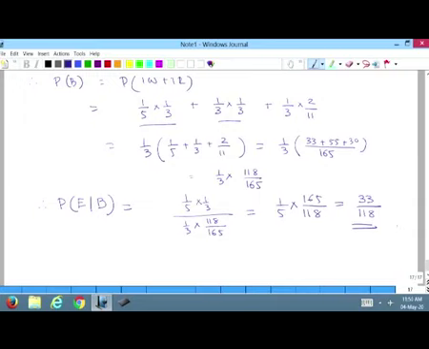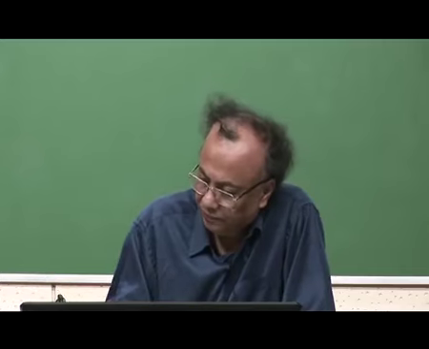That is the answer. In a similar way, you can calculate for the other 3 bags and you will find the answer accordingly. In fact, you can see from here and understand that the a posteriori probability for bag B is going to be 55 upon 118 and for bag C is going to be 30 upon 118.